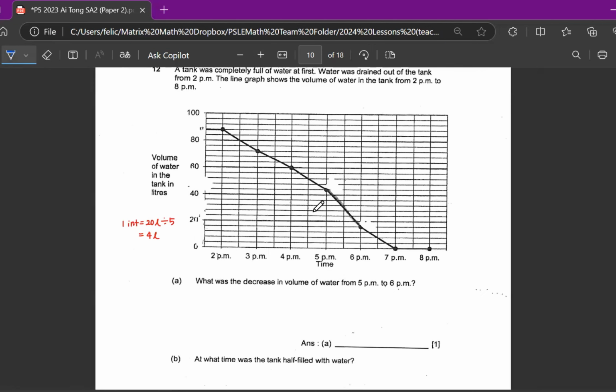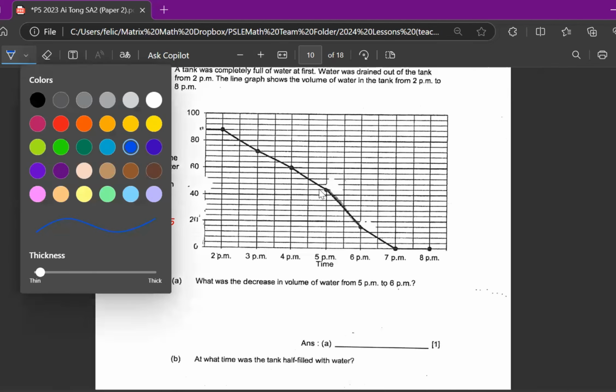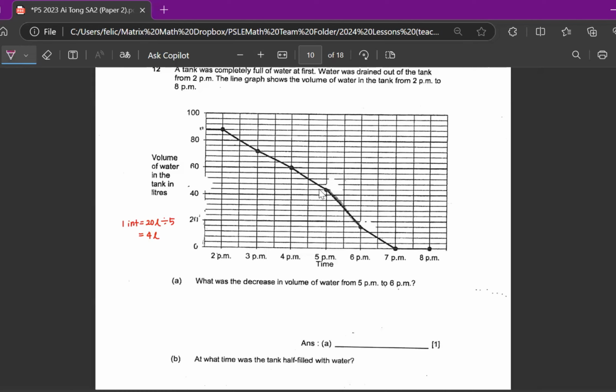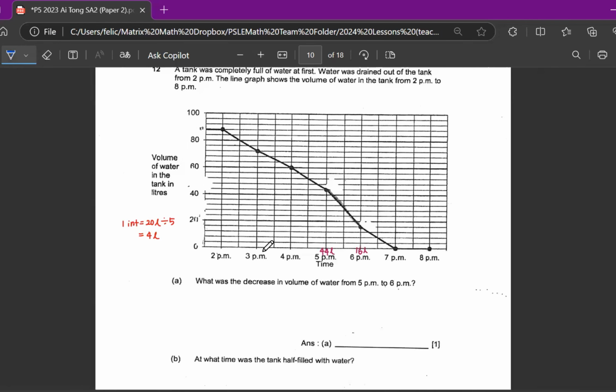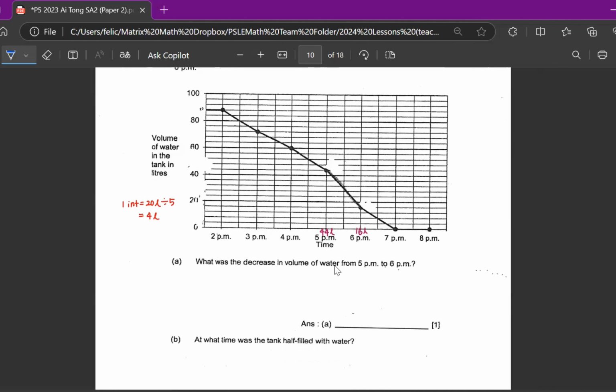Let's look at 5 p.m. At 5 p.m., what is the current volume in the tank? You see, this is one gap after 40, so it's actually 44. So this is 44 liters. Let's put notes there. 5 p.m. is 44 liters. And at 6 p.m., this is one gap below 20, so 20 minus 4. This will be 16 liters. So from 44 liters drop to 16, simply subtract to get the decrease in volume.